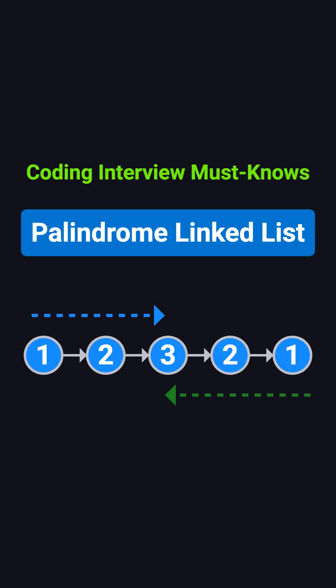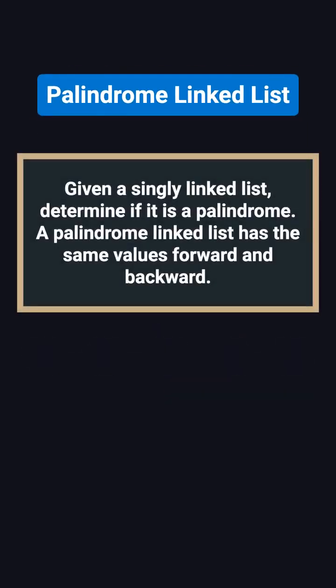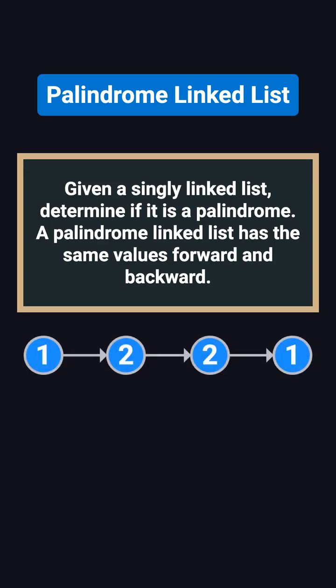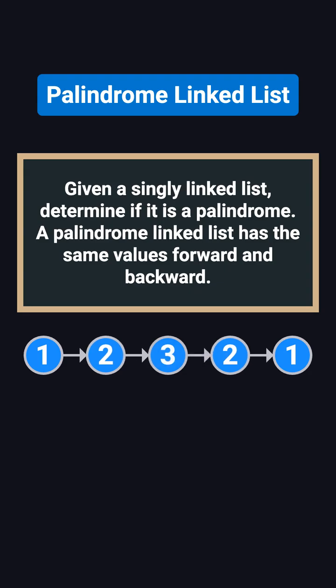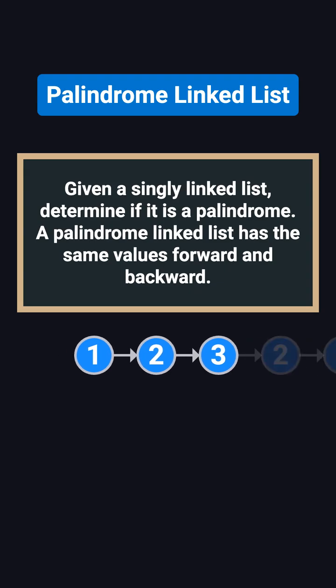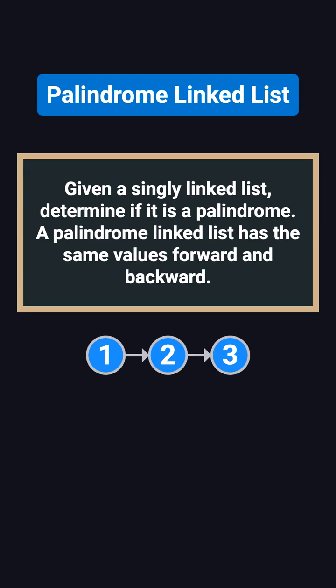The question is simple. You're given a singly linked list, and you need to check if it's a palindrome. For example, the list 1, 2, 2, 1 is a palindrome because it reads the same forward and backward. The list 1, 2, 3, 2, 1 is also a palindrome. But if the list is 1, 2, 3, then it's not a palindrome.